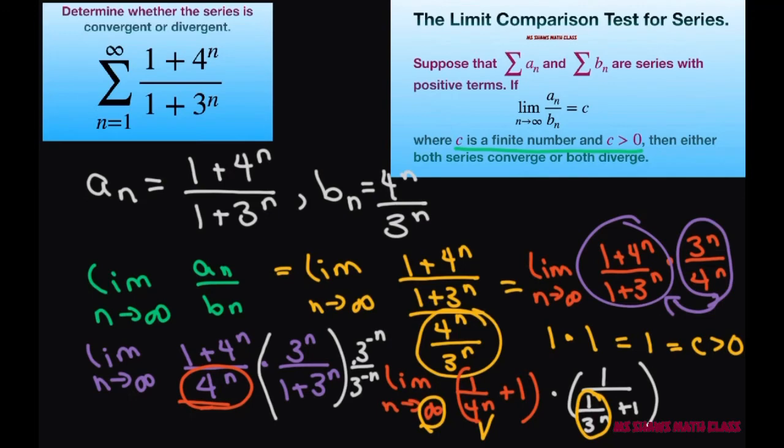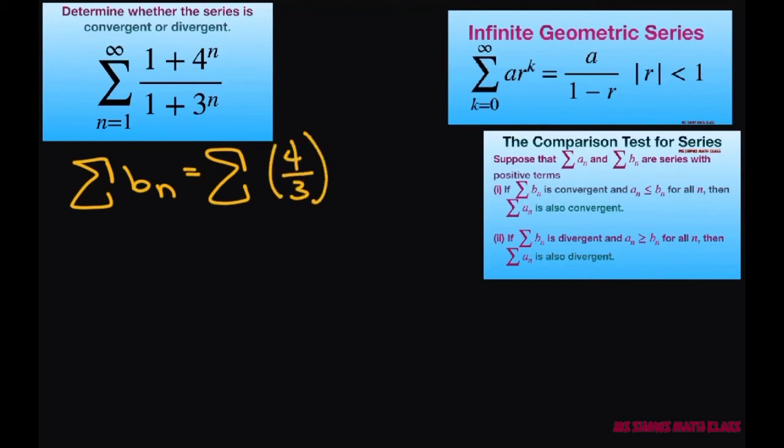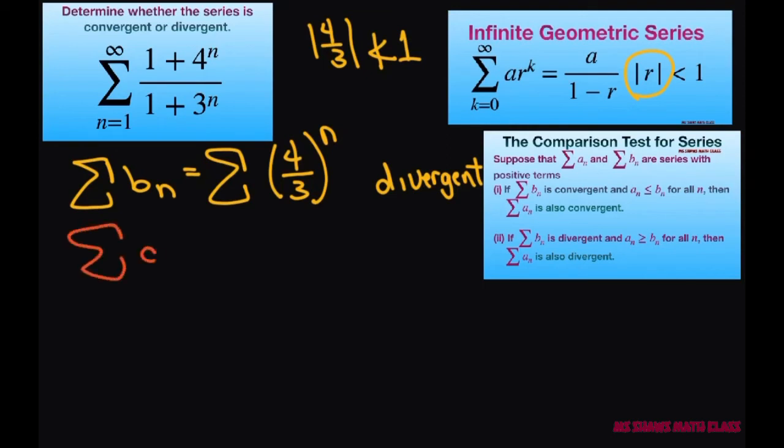Now let's look and see what we can look at. This one is a lot easier to see. It's a geometric series, and the sum of b sub n equals the sum of 4 thirds to the power of n. Since it's geometric and the absolute value of 4 thirds is not less than 1, it means it's divergent. Since it's divergent, according to the limit comparison theorem, that means the sum of a sub n, which equals this, I'm not going to write it, is also divergent.